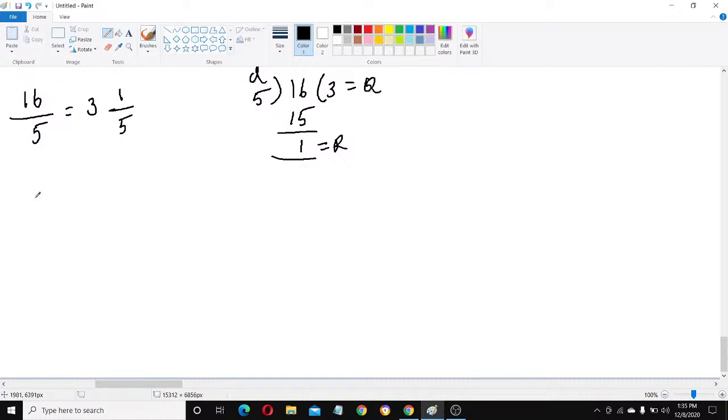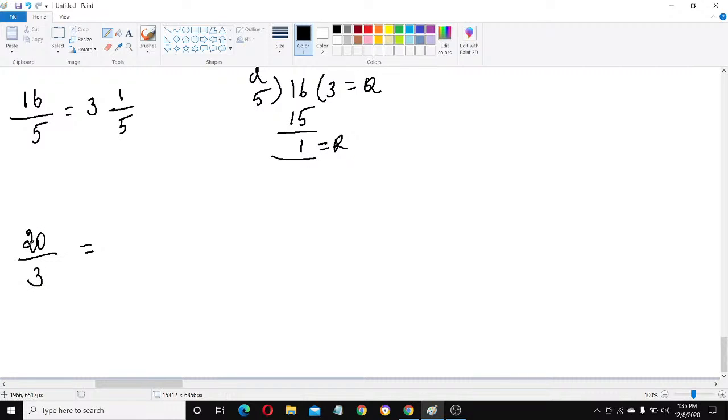Now one more fraction. Without doing the actual division, you can write it directly. 20 by 3. How do we write it in mixed fraction form without doing the actual division? The numerator is 20, the denominator is 3. Which type of fraction? The numerator 20 is greater than the denominator 3, so it is an improper fraction.